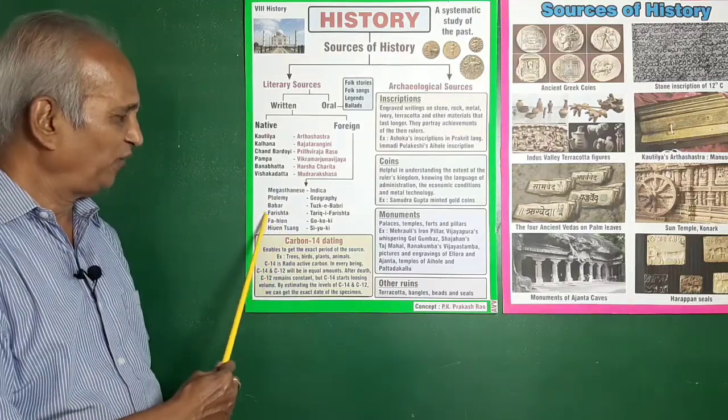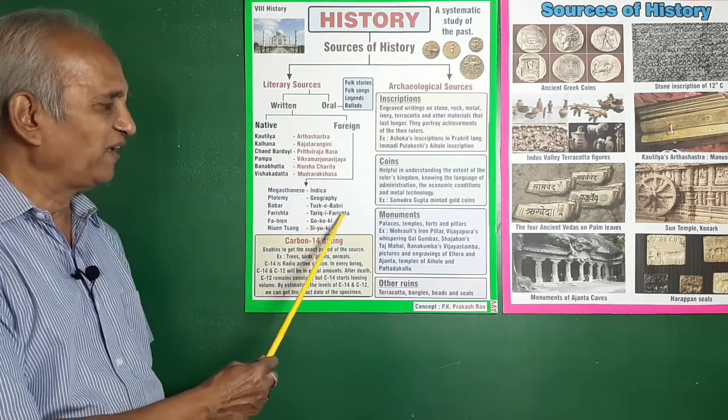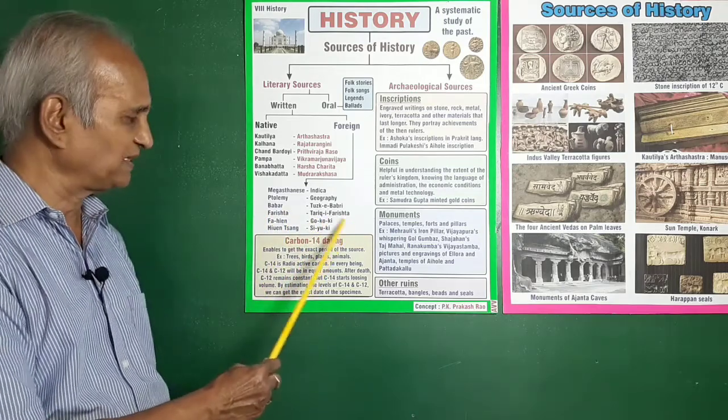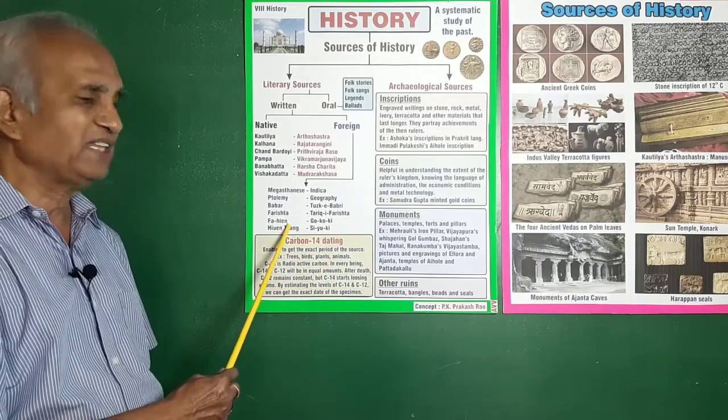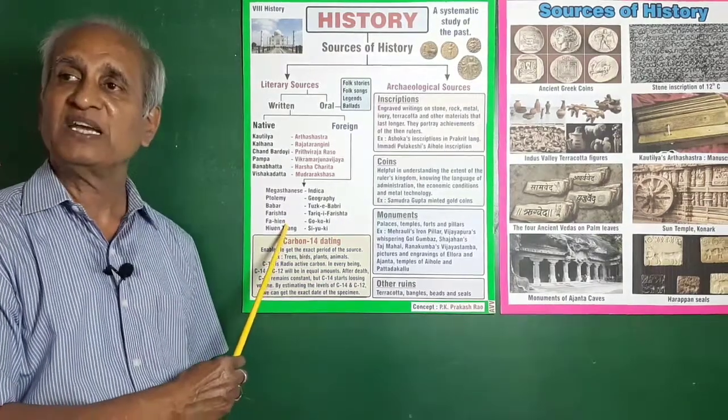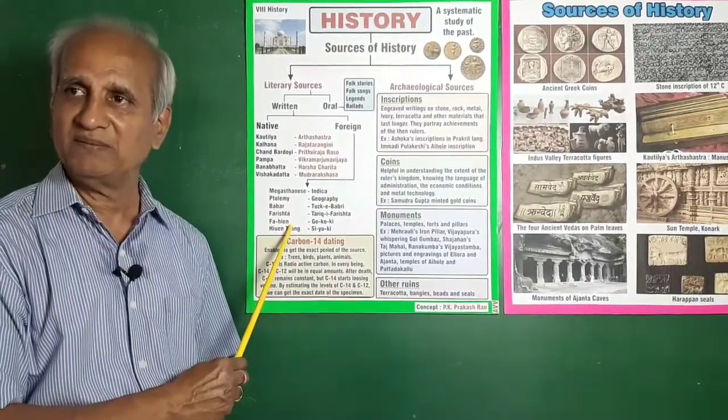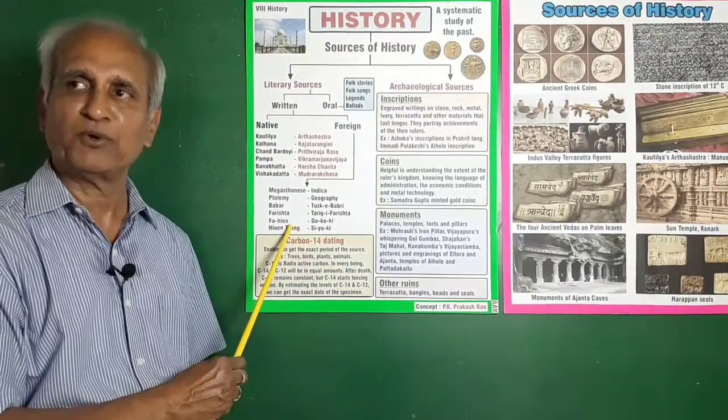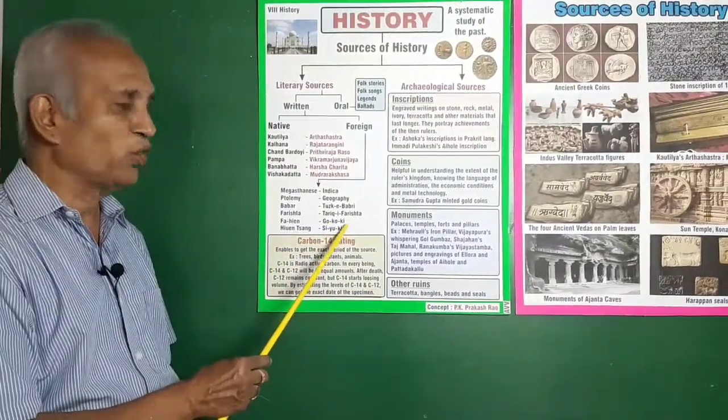So, Farishta next. Tarikh-e-Farishta. They are all ambassadors, they came as ambassadors. Faiyan, another ambassador to India. When we study about those kings, we come to understand in detail about these. He wrote Gokok-ki.